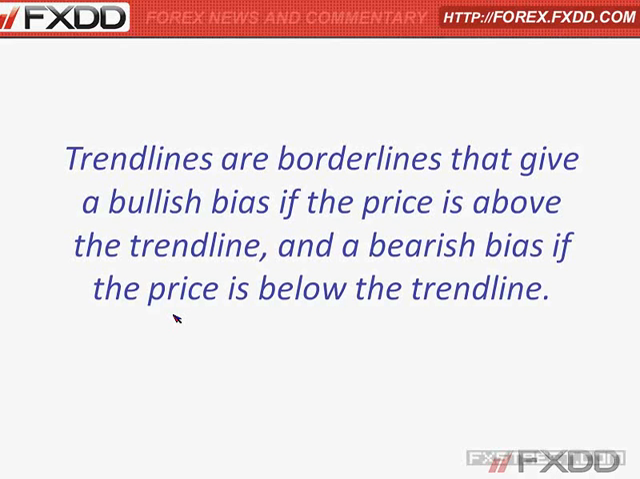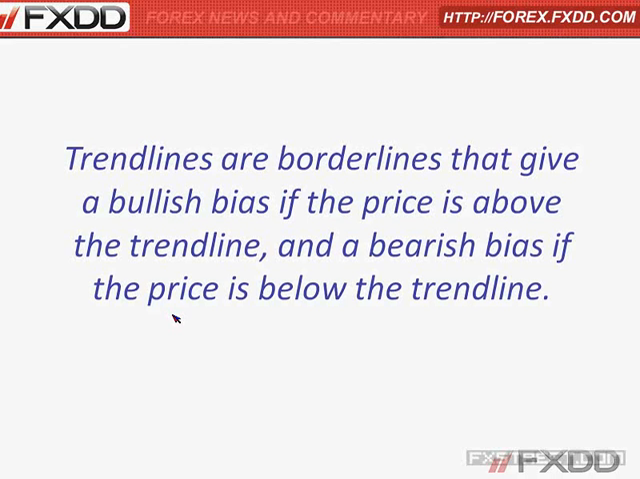The most important thing, and something that I've already reiterated in my introduction here, is trend lines are what I call border lines that give a bullish bias if the price is above the trend line, and a bearish bias if the price is below the trend line. So if you have an upward slope, imagine in your mind an upward sloping trend line. If the price is above that trend line, guess what the bias is?